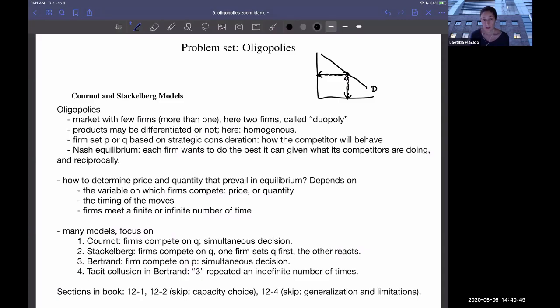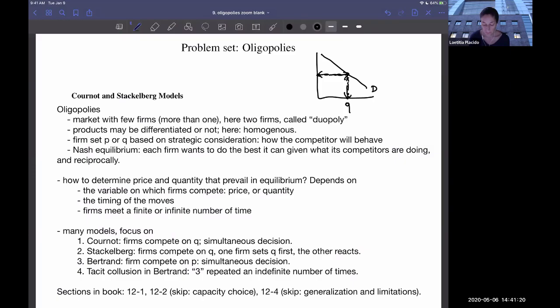With oligopolies, it's going to be different. We are considering two cases. In the first set of models, firms choose the quantity they're going to produce. You have two firms on the market, each firm sets its individual quantity, and then you determine the market price based on the aggregate quantity set by those two firms.